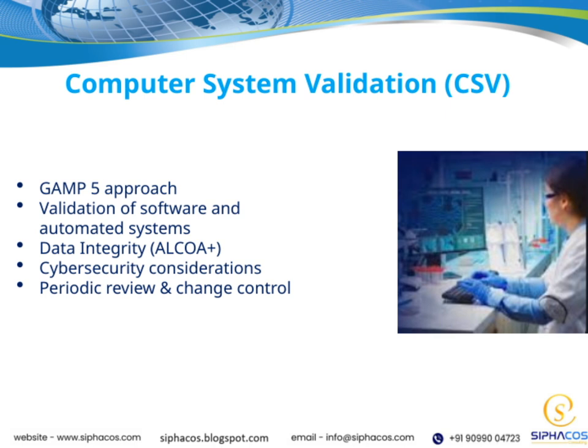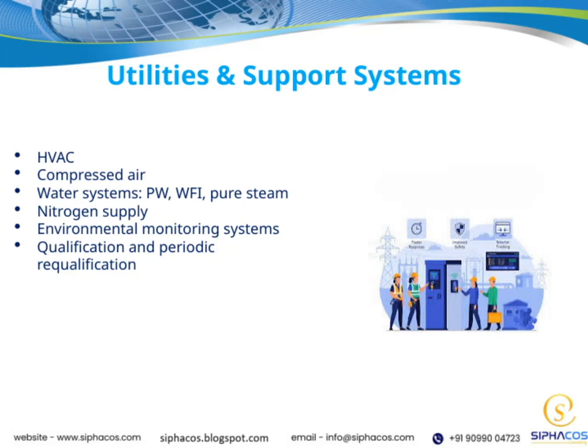By following these key points within the GAMP5 framework, we can maintain a robust, compliant, and secure environment for our automated systems. Let's take a moment to look at some of the critical utility systems that support our operations. First, we have HVAC, which is essential for maintaining proper temperature and humidity levels in the facility. Next, compressed air plays a vital role in various manufacturing processes and equipment operation.